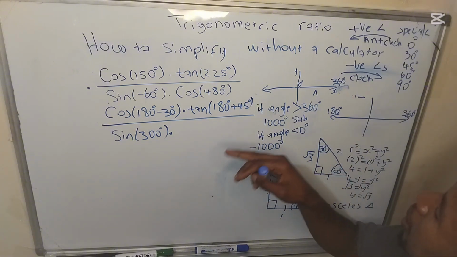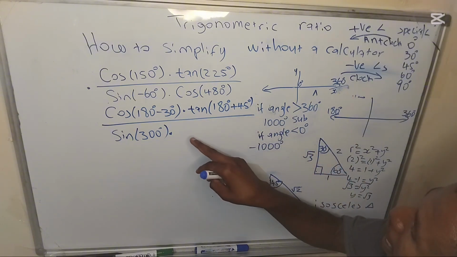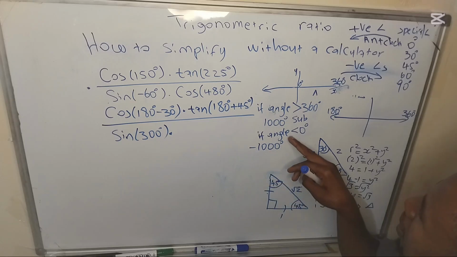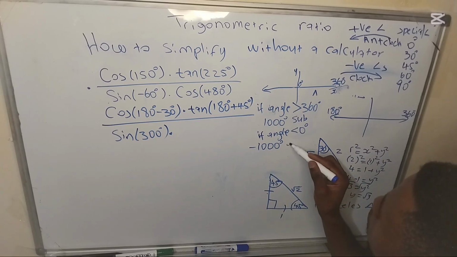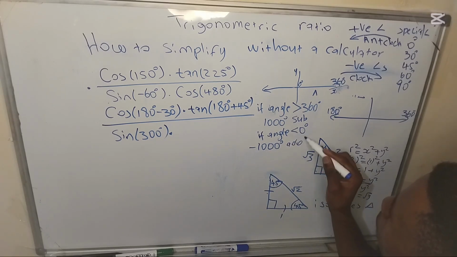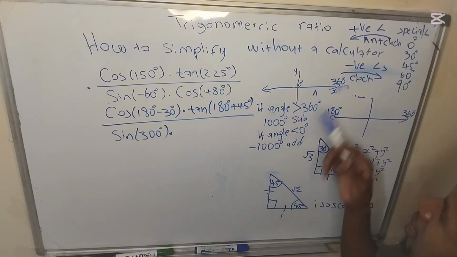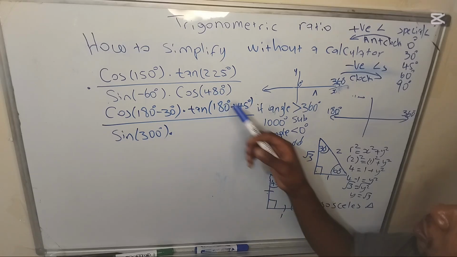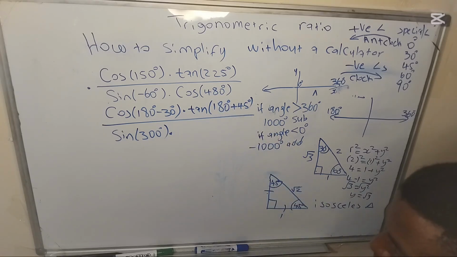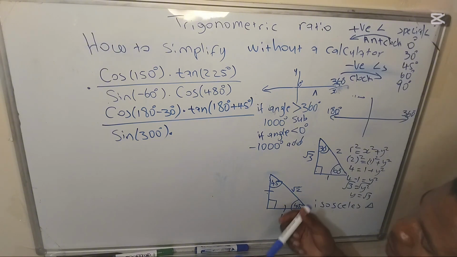But for angles less than 0 degrees, you add 360. So let's move, guys. This angle is greater than 360 degrees, meaning you have to subtract 360 from this angle. 480 degrees minus what? Minus 360 degrees is equal to 120 degrees.